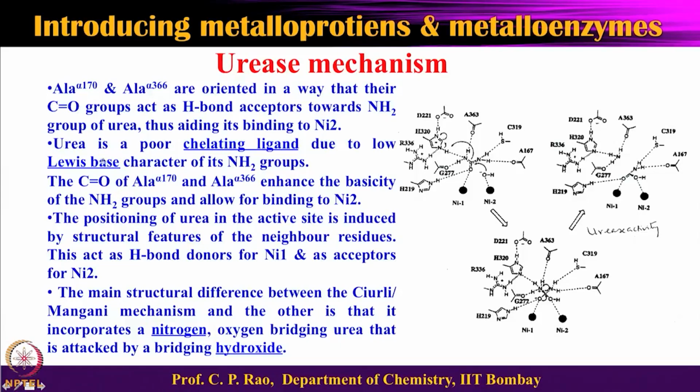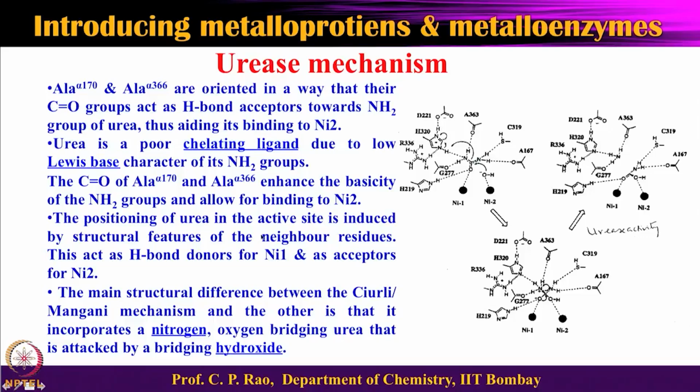Now, as you know, urea is a very weak ligand, a poor chelating ligand, because it has low basicity, in other words, Lewis base character. And this Lewis base character is modified by the hydrogen bonds that you have. So, these hydrogen bonds modify the Lewis base character of the urea, and the urea binds quite okay with all these hydrogen bonds. All this helps the NH2 to bind to the nickel 2 center.